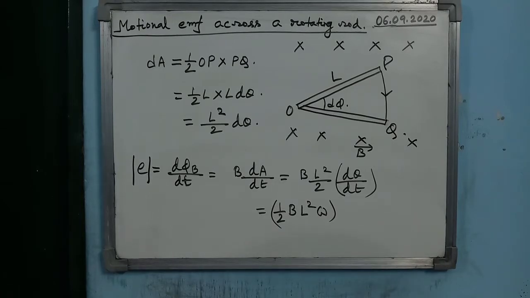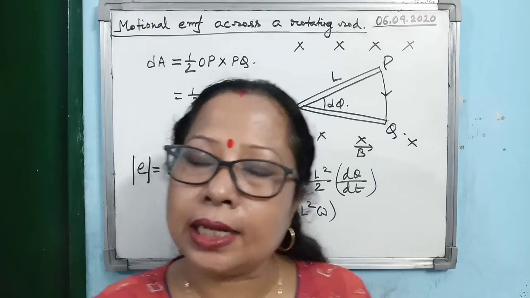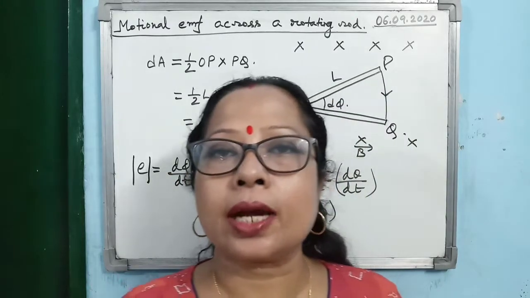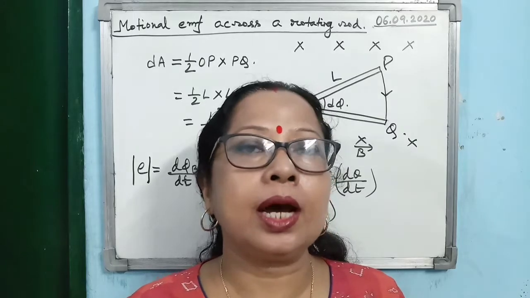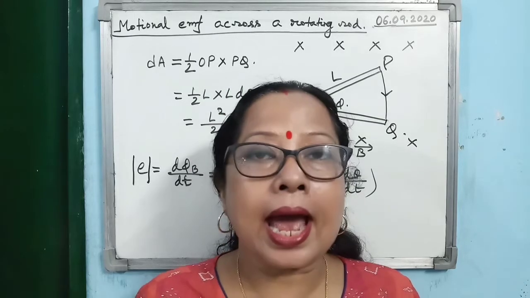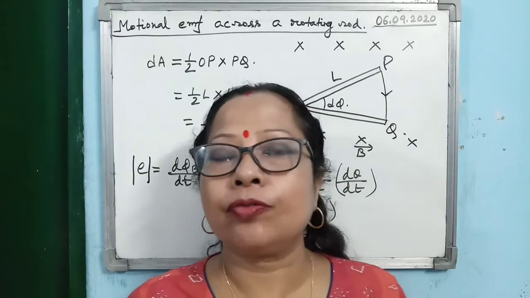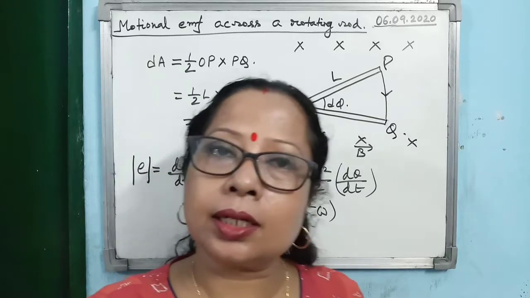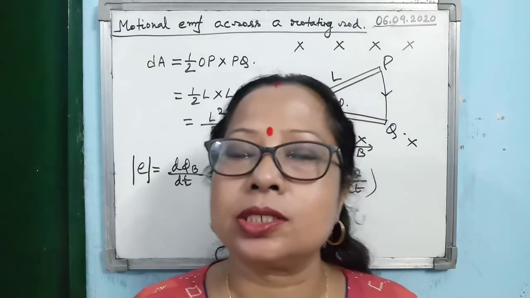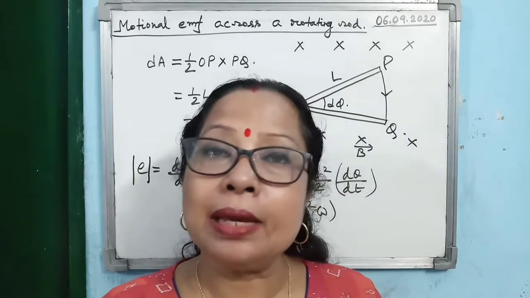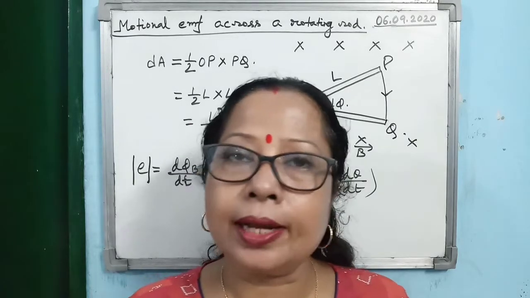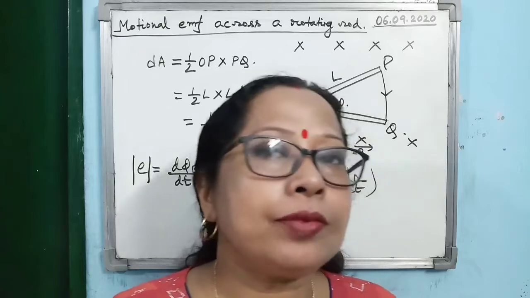So, I have already discussed the motional EMF induced across a conductor due to its motion in a magnetic field. I hope you remember that the conductor was moving with a linear velocity v, and the induced EMF developed was given by BLV. So, why was the EMF developed?